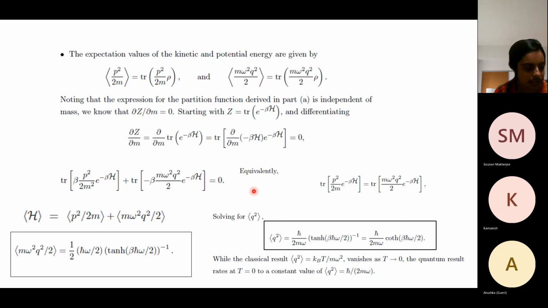So is this thing clear? Do you guys have any doubt? Okay.